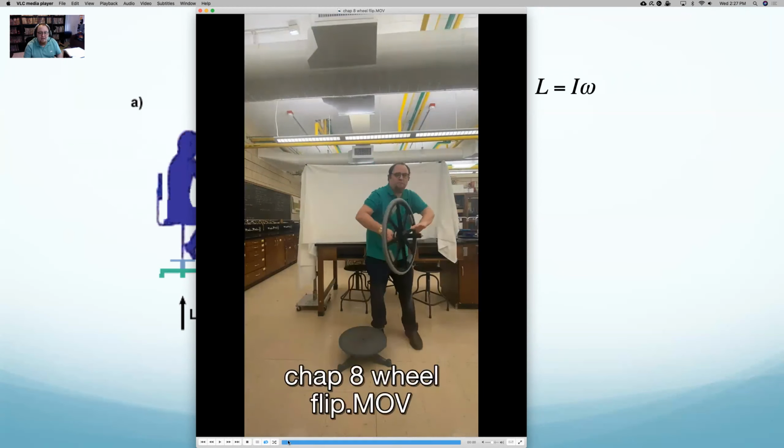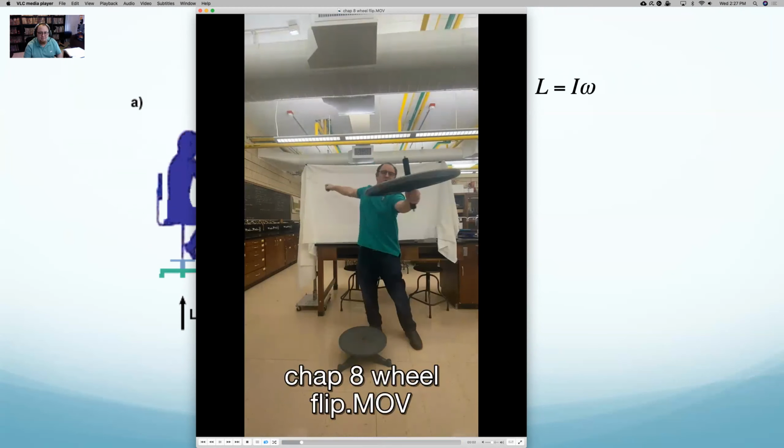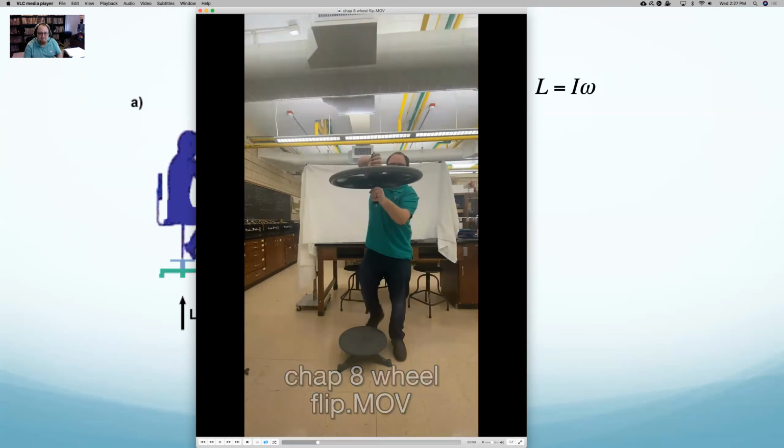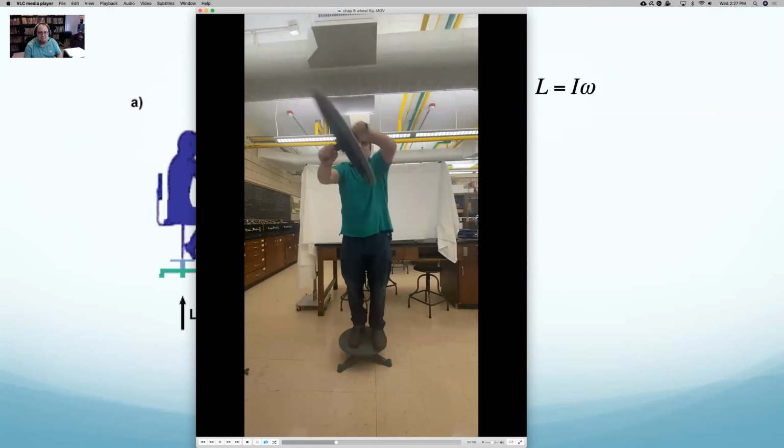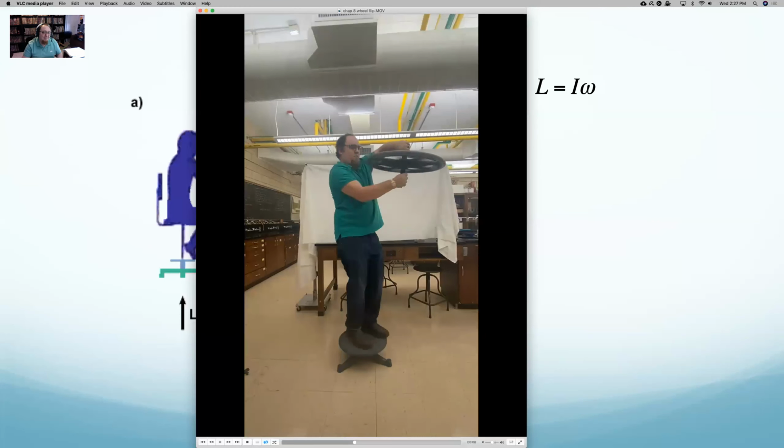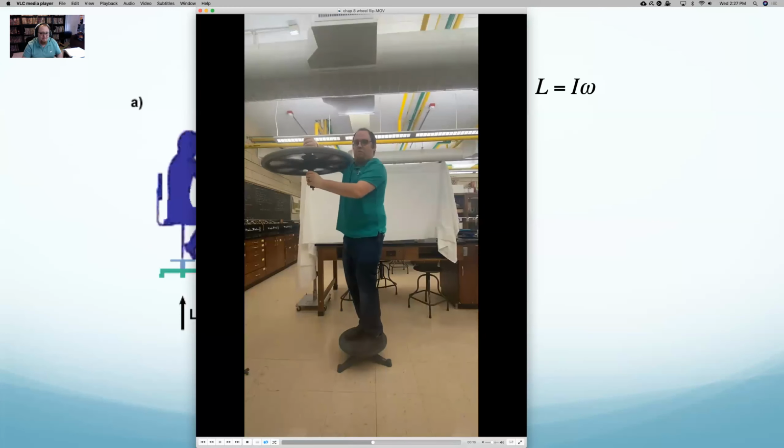The reason why is conservation of angular momentum. Right now, I have a certain amount of angular momentum. When I flip that, I have to have the same amount of angular momentum. And when I bring this wheel upside down, right side up, and whatnot, my angular momentum will not change.